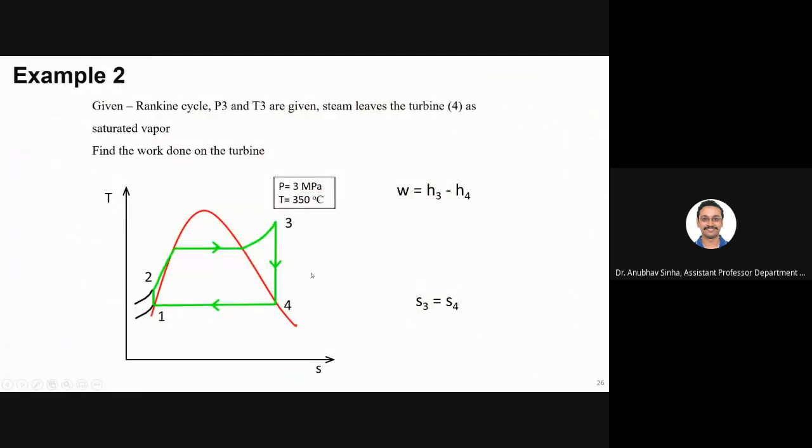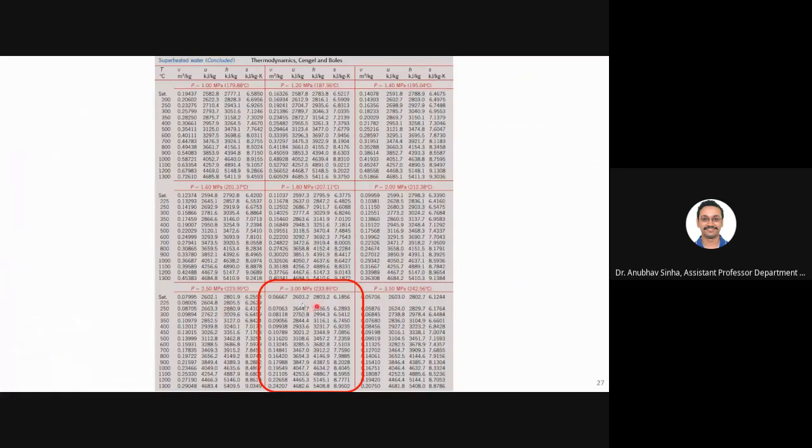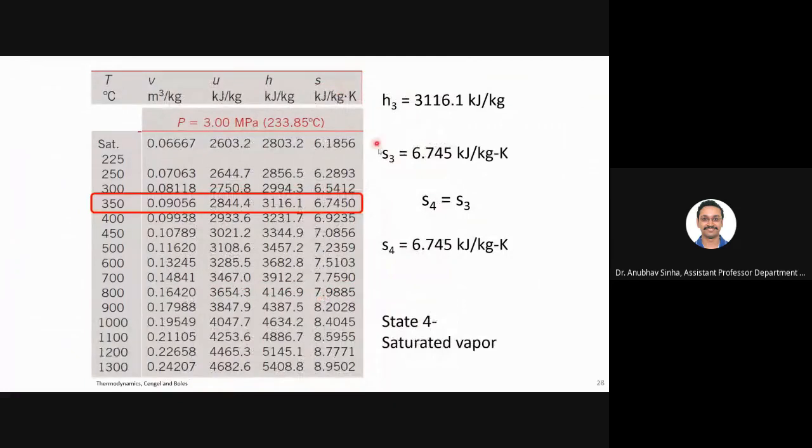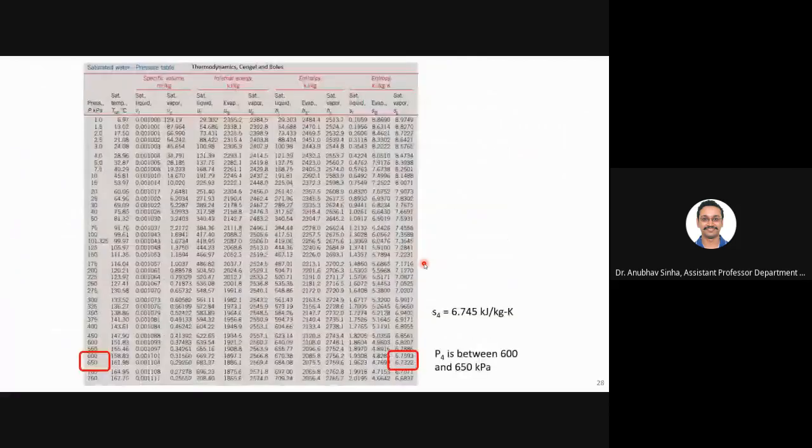So we first find the entropy at point 3. If you look at this table closely, I know H and I know S. Now this entropy is equal to the entropy at 4. For state 4, I know it is saturated vapor and this is its entropy. I need to find the enthalpy for this particular entropy. So I will go to the saturated water table. I will not look at temperature or pressure. I will look at entropy.